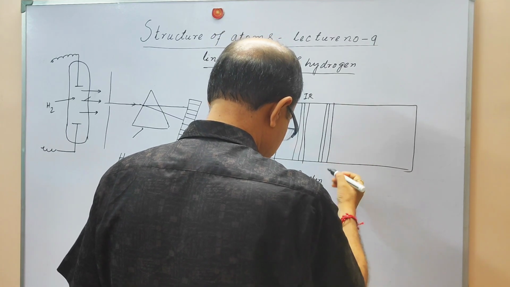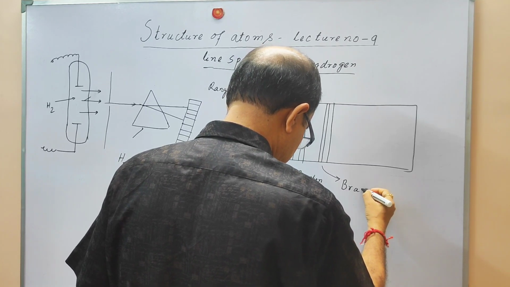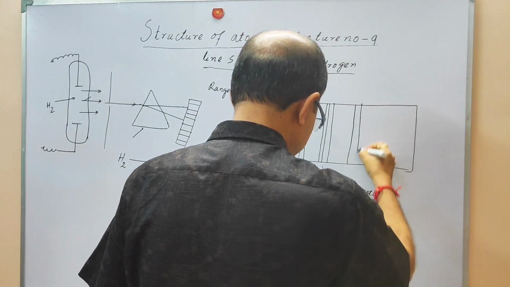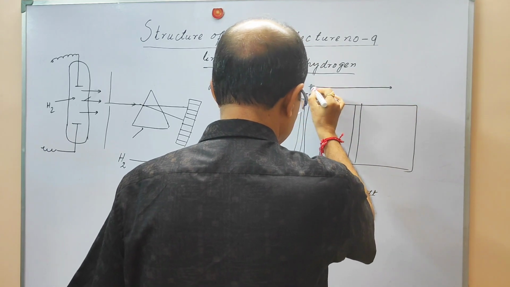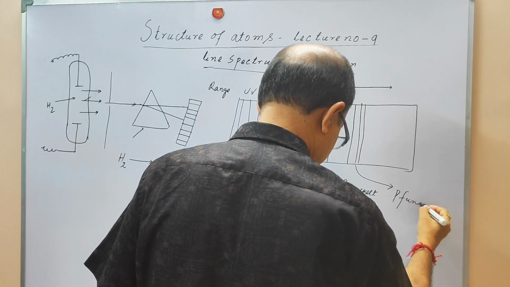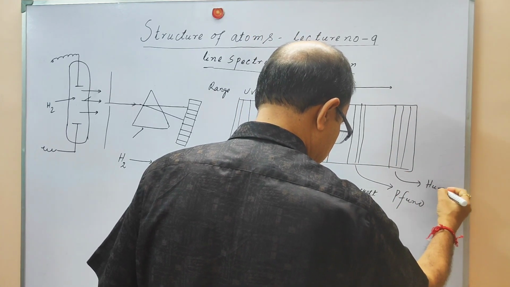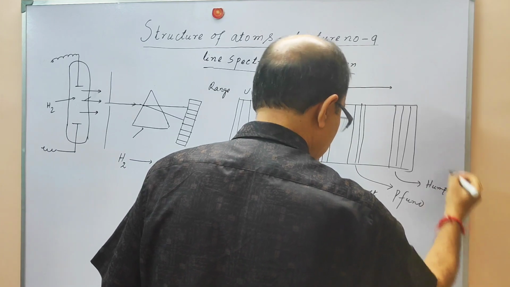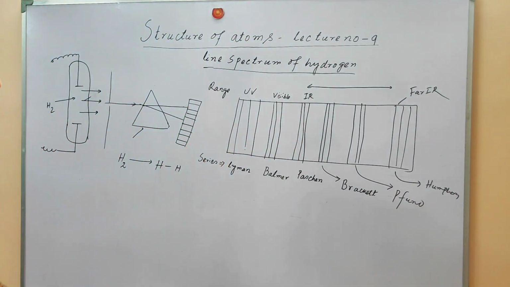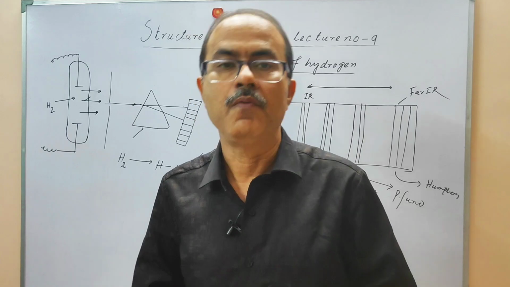Then there is another series, the Brackett series. Then there is another series, and it is also infrared, the Pfund series. Lastly there is a series called the Humphreys series, and it is far infrared. So this type of series you will find in the photographic plate of the hydrogen atom.